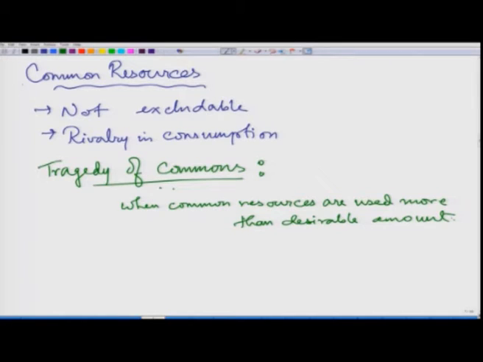Say the park, right? So the park, if there is no entry fee, so it's not excludable. At the same time, there is a rivalry in consumption because it is in high demand and a lot of people are entering the park to have their morning walk, or a government hospital. So, there is a serious rivalry in consumption. But then the tragedy of the commons occurs.